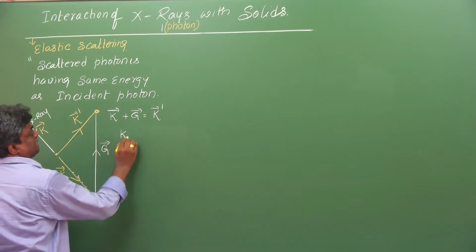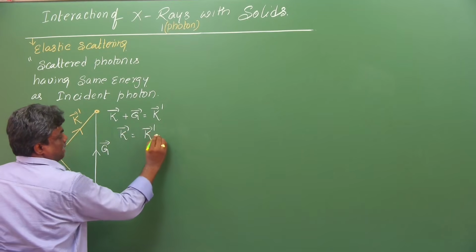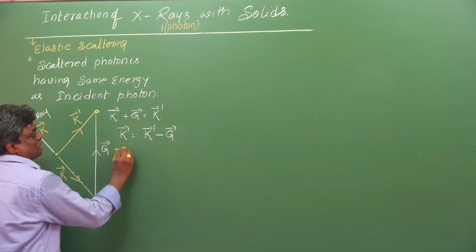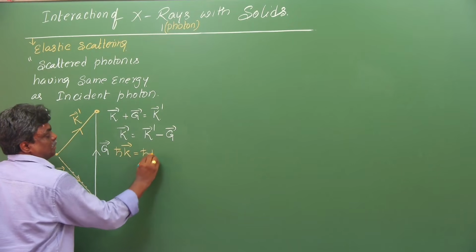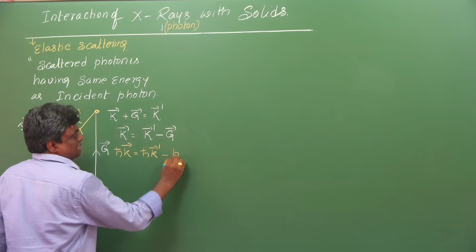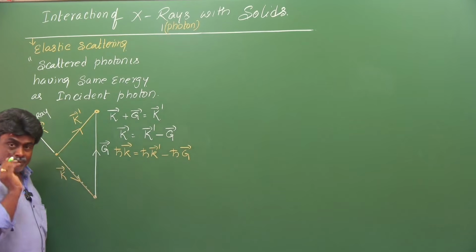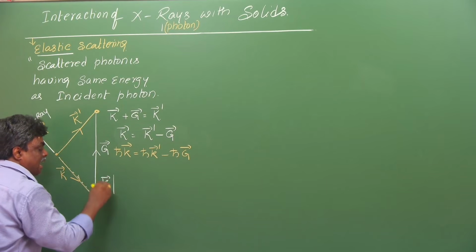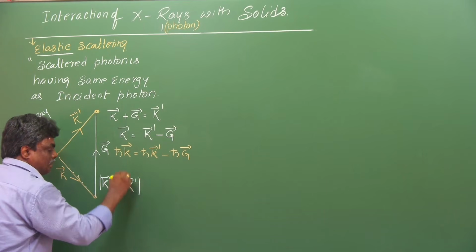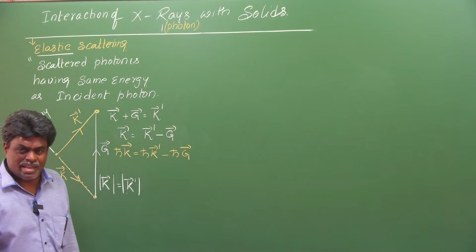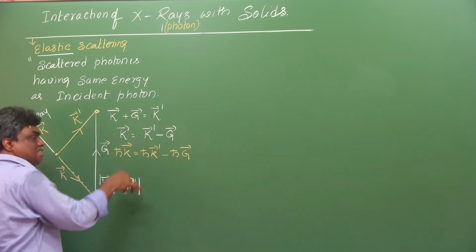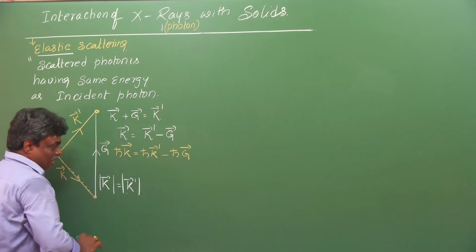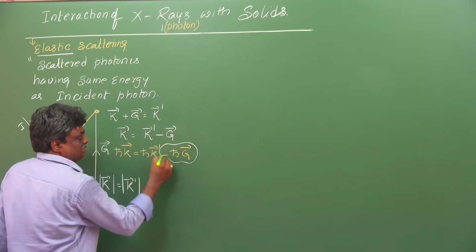I think I can write it as K bar equal to K prime minus G bar. Okay, so I can multiply with h cross on both sides: h cross K bar equal to h cross K prime minus h cross G bar. You know one thing, which is scattering? What is the meaning of elastic scattering? K magnitude must be equal to K prime magnitude. Say yes or no? So if I take the magnitude, these are equal, of course. Now I am asking, what is this term here?